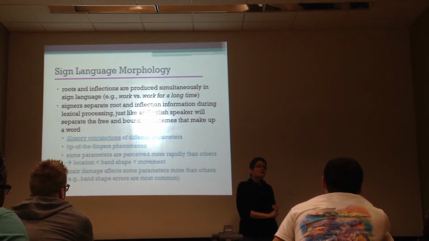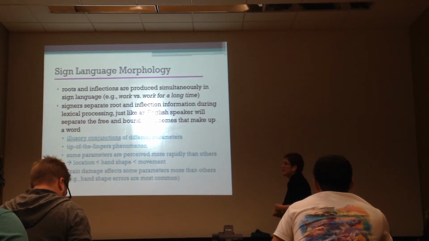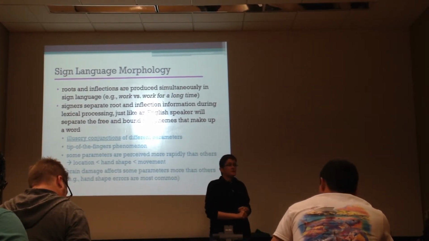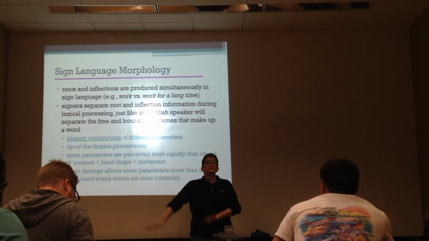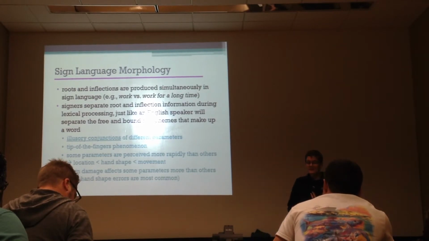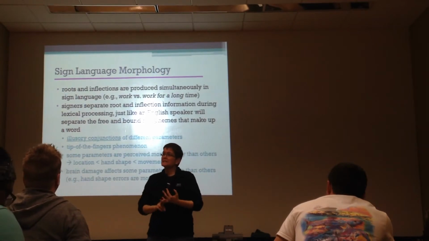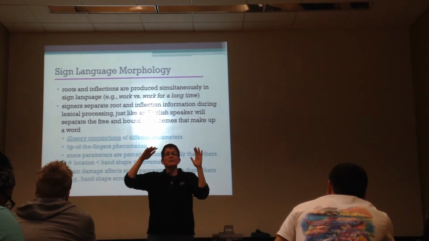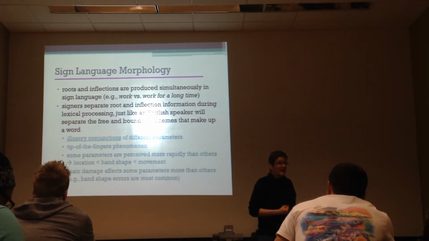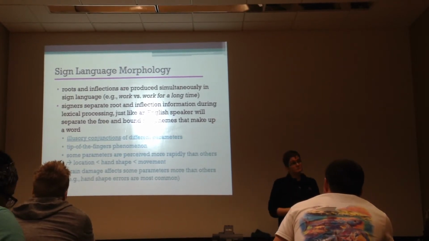So the first thing that a signer will recognize when they look at somebody signing is the location of the sign. Okay, so that's the fastest. They'll be able to tell you very quickly where in the signing space the person is making the sign. That's the first thing they process. The next thing they process is the hand shape. So once their brain has decided where in space the sign is being made, the next thing they focus on is the hand shape, and they extract that information out. And then the last thing they focus on is the movement.